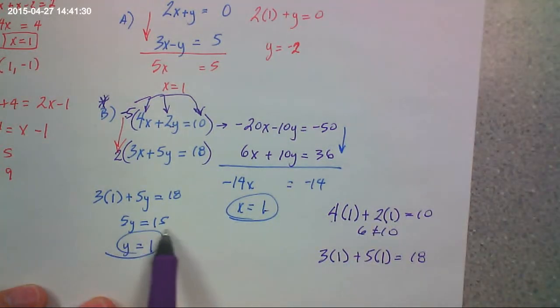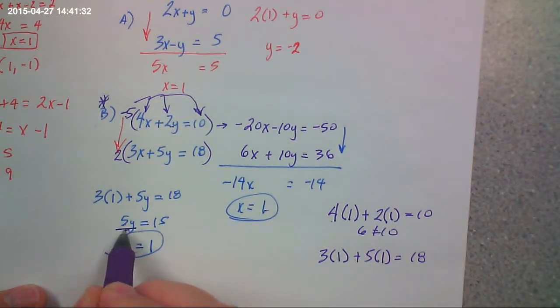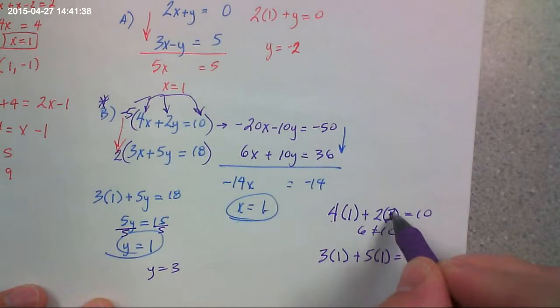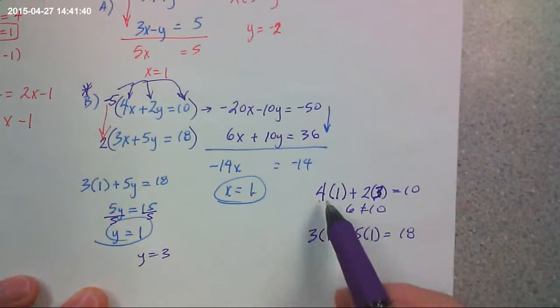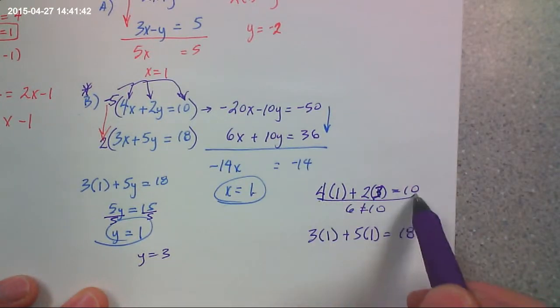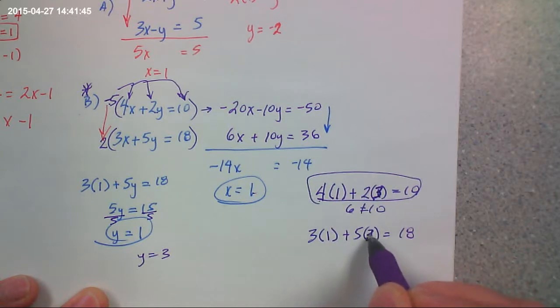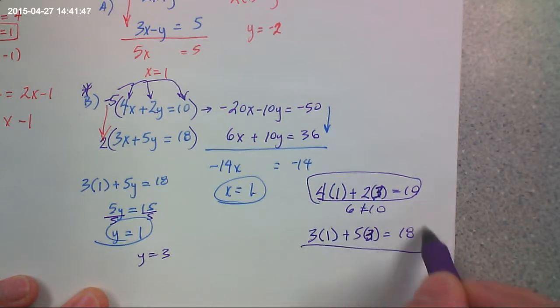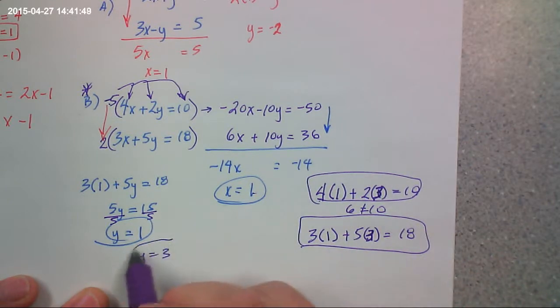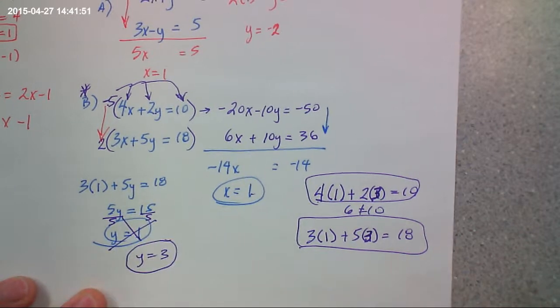I can look right here. Here's my mistake. If I had written out my work, I probably would have seen that y equals 3. And if I change this to a 3 over here, 4 plus 6 is 10. That's true. That works. If I change this to a 3, 3 plus 15 is 18. So my answer is this, not that.